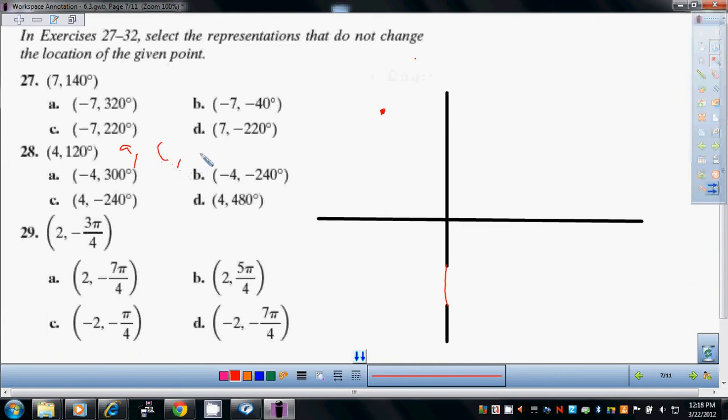Alright. D's the lucky one. We're going to get this one. Fourth time's a charm. What is D? Really? That's correct. If your angle is too big, just subtract either 2 pi or in this case 360. 480 minus 360 is 120, and that's actually just the exact same as that now.